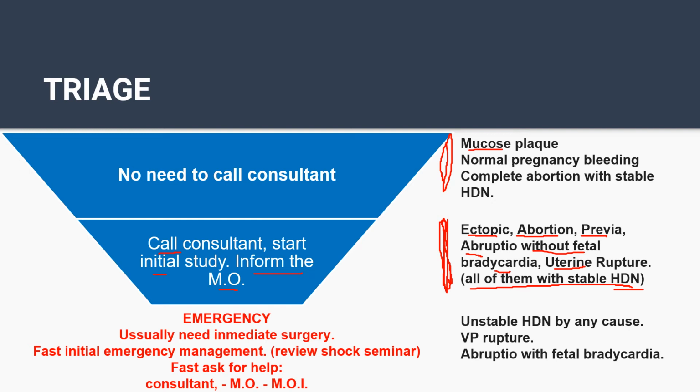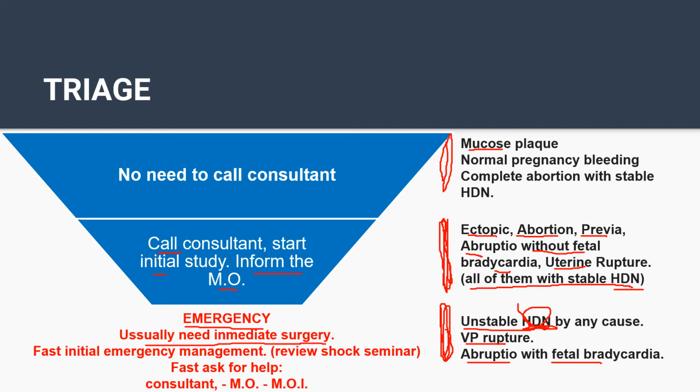And if we have this type of emergencies, unstable hemodynamic, that means the mother's blood pressure is very low, or the mother is in a deep shock, by any cause of all of this. If they have an unstable hemodynamic, it's an emergency. Also, if we have a vasa previa rupture or an abruptio with a fetal bradycardia, that means we need to act fast. If we call people, if we call the consultant, or if we wait for the laboratory test, maybe we wouldn't be able to treat this patient. So these situations are emergencies. The life is at immediate risk, so we usually can need immediate surgery.